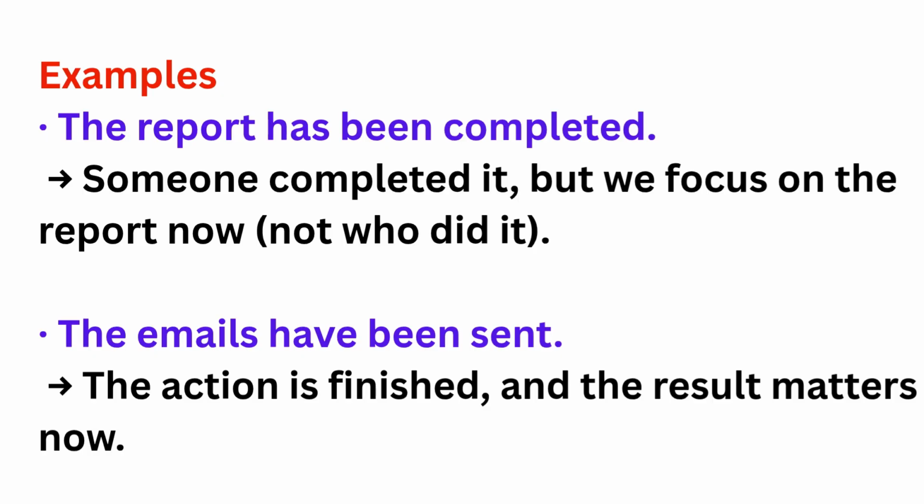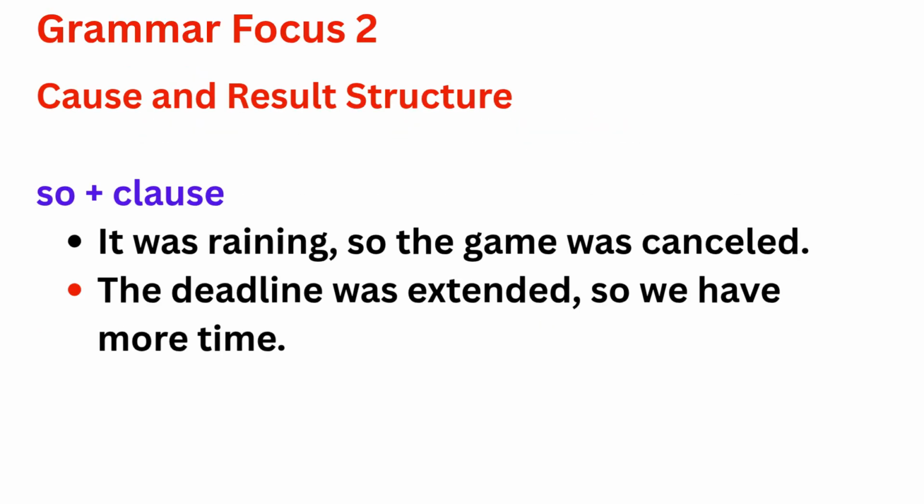So we use the present perfect passive when the action is finished, the result is important now, and the person who did the action is not important. Now let's move to the second structure, cause and result using "so." We use "so" to connect a reason and its result in a clear way. The pattern is clause plus so plus clause.